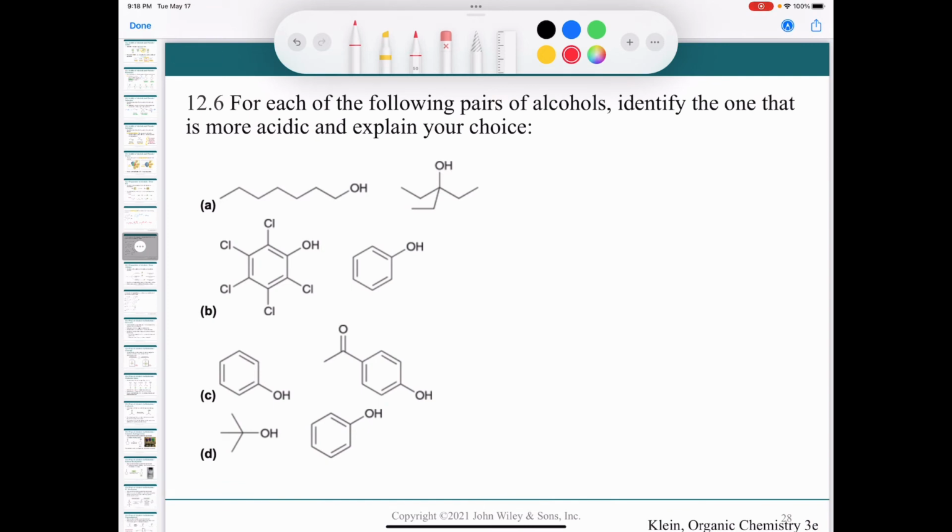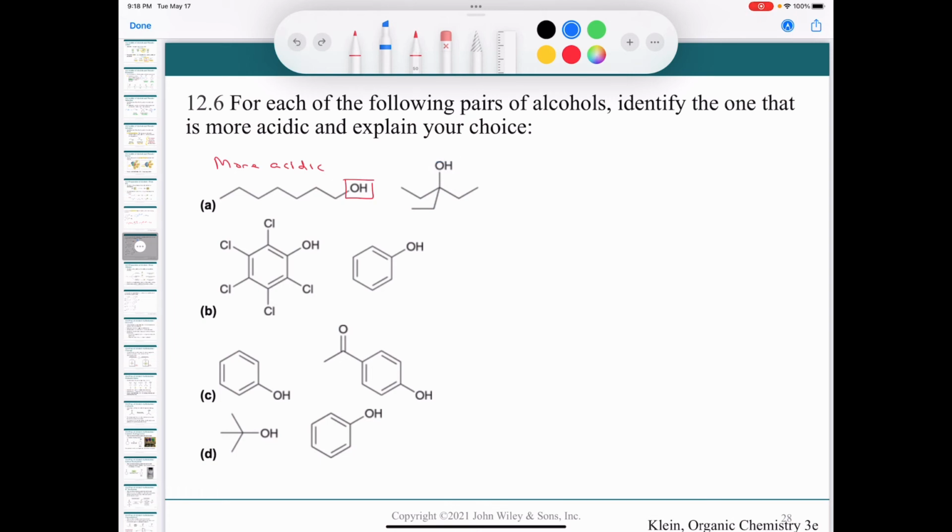Question 12.6 says, for each of the following pairs of alcohols, identify the one that is more acidic and explain your choice. In A, the first compound is going to be more acidic, and the reason why is because of solvation effects. Since this alcohol is less sterically hindered than this alcohol, it is going to enable more solvent to surround the conjugate base and therefore stabilize it.